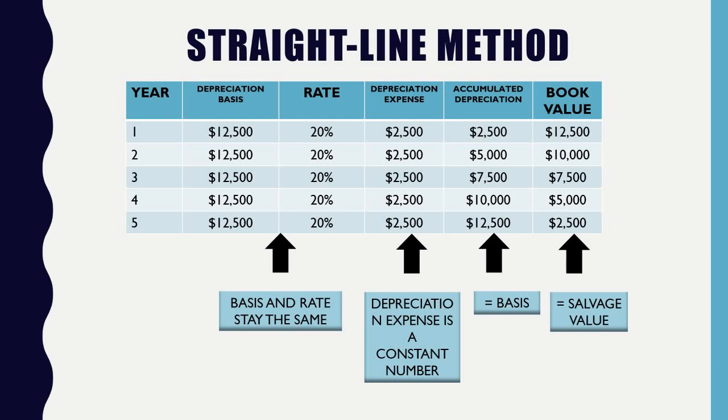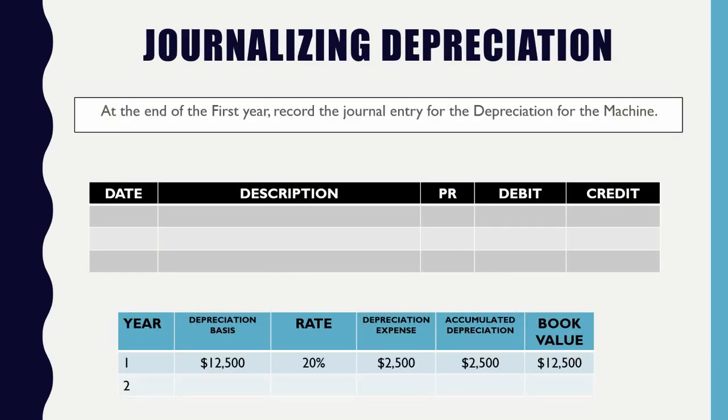And then, of course, the only thing that you're really calculating is the accumulated depreciation and the book value. As you can see, we're just adding 2,500 every single time. To get you to the end goal of 5 years, you get 12,500, making your book value at the end of year 5 2,500, which is equal to your salvage value. Okay? Pretty straightforward, right?